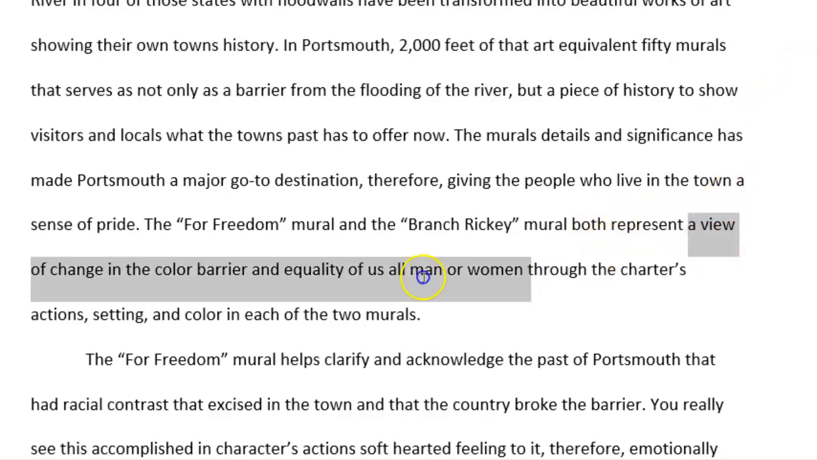But this here confused me. I'm not sure exactly what you're saying there. Are you saying that the murals do a good job of showing the progress that we've made, or that everything is just kind of equal now? I'm not exactly sure where you're at, so that needs to get figured out.